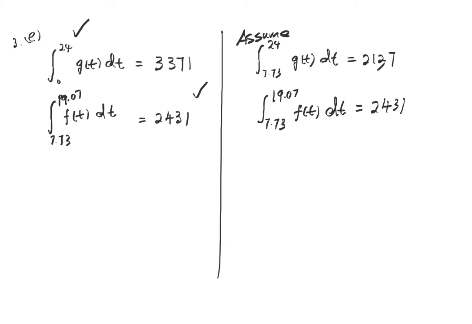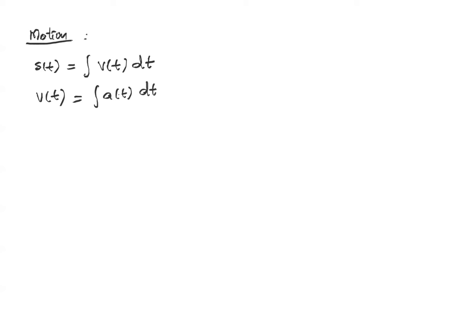Okay, any other question? Summary for you. When you talk about motion in a straight line, you have to know that if you want to get your s(t), you have to integrate your v(t). Clear? If you want to get your v(t), you have to integrate your a(t). So if I give you a(t) and you want to get s(t), then you have to integrate twice.